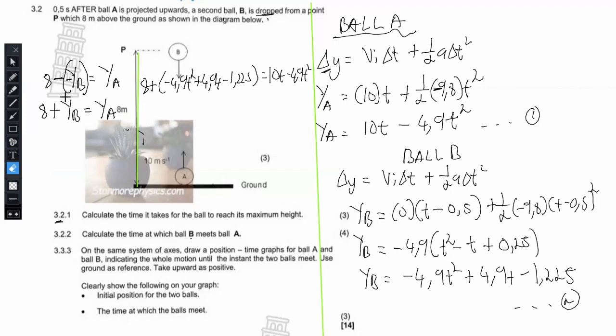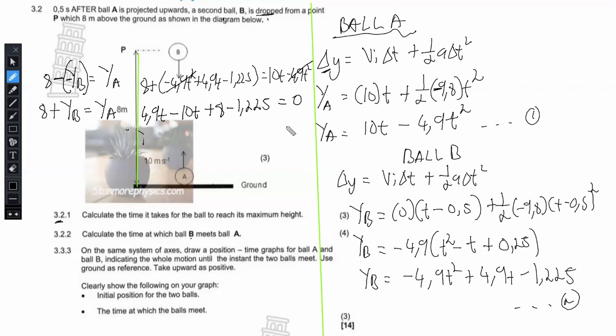Now, obviously, we know that the negative 4.9t will cancel out with that negative 4.9t, because when it comes over here, it will be a positive. And then now we'll be having 4.9t minus 10t. And then this will be plus 8 minus 1.225 is equal to 0.